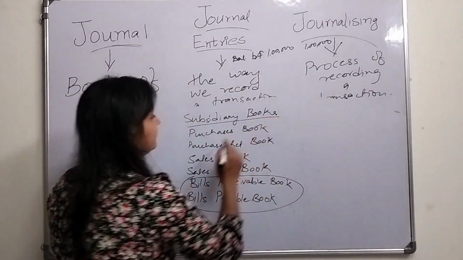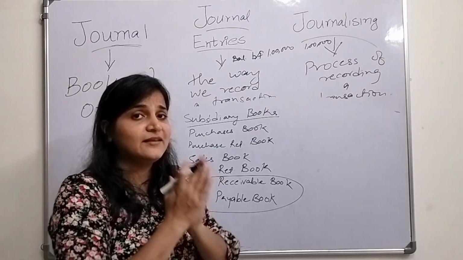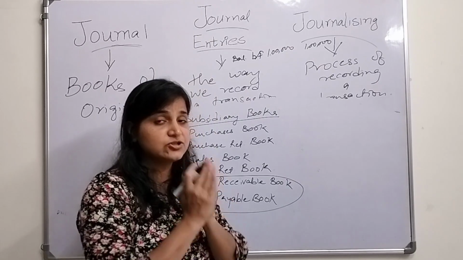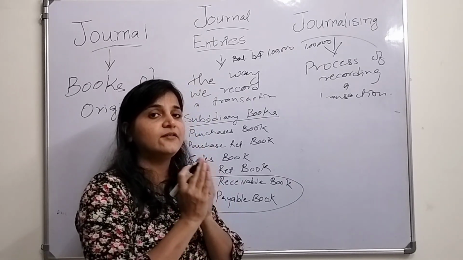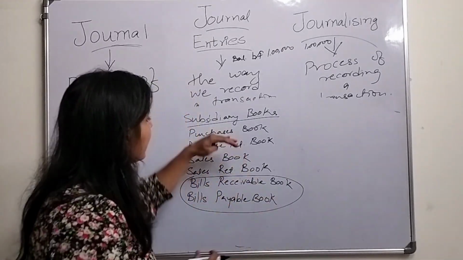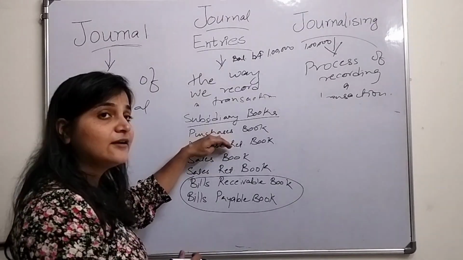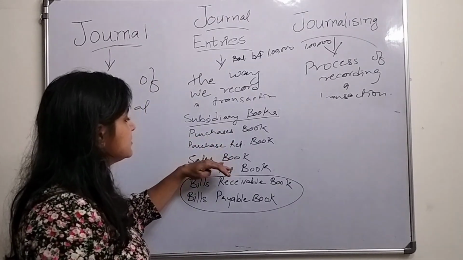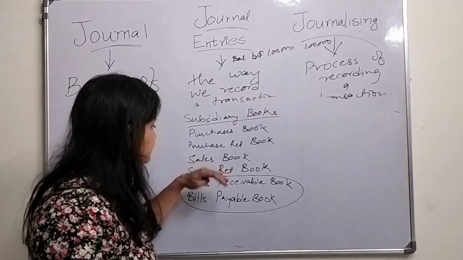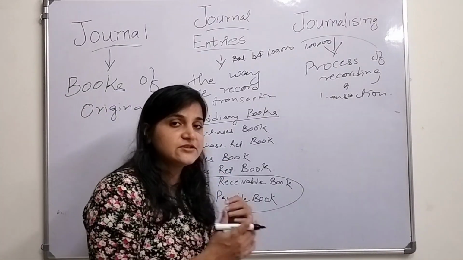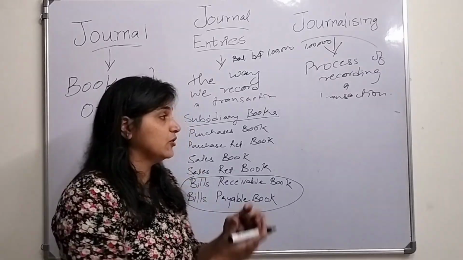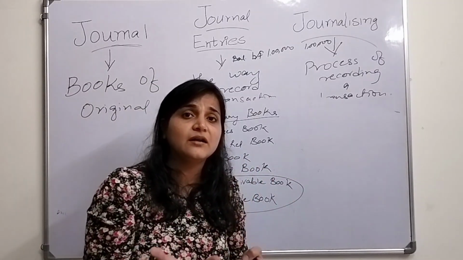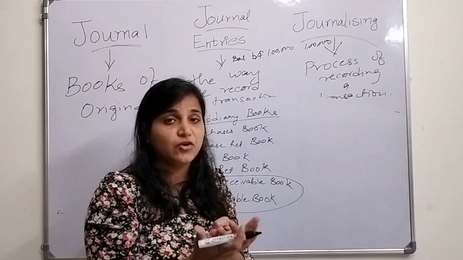Now, these are known as subsidiary books, wherein all the transactions related to purchases on credit. Understood? On credit. Whatever credit transactions are happening, we are going to record them. If it is credit purchases, we'll record it in the credit purchase book. Purchase return, credit sales in the sales book, credit sales return, we are going to record it in the sales return book. These are related to the credit transactions. What do we do about the cash transactions?